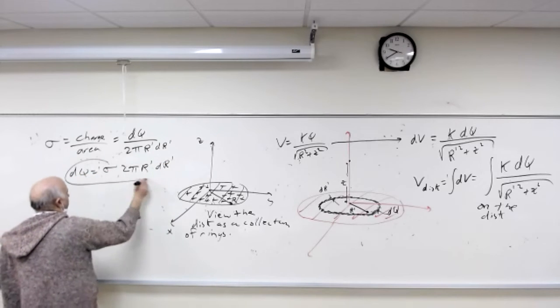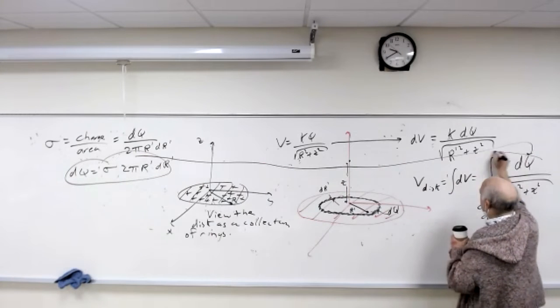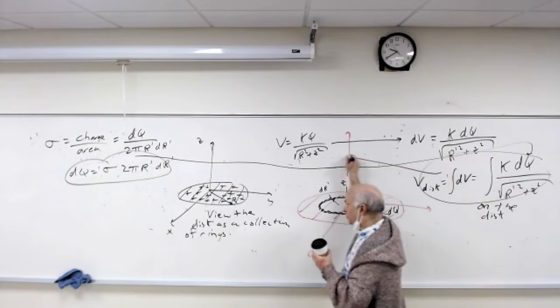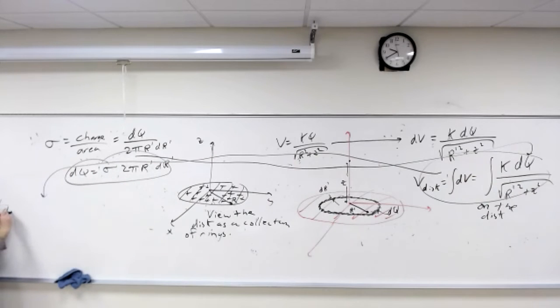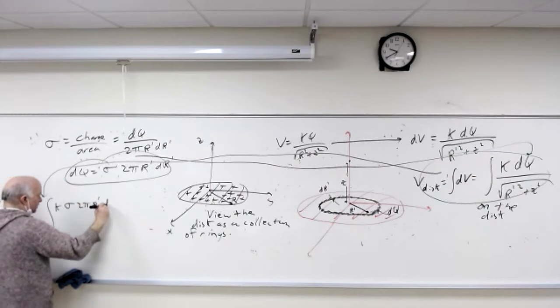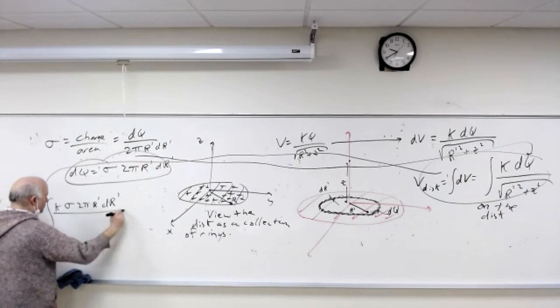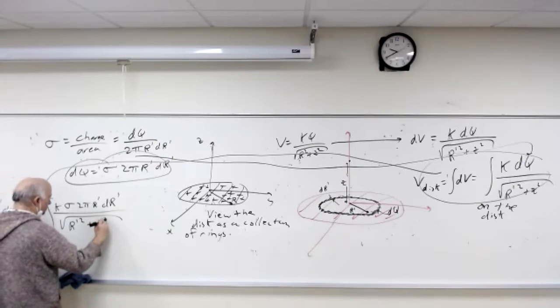I haven't drawn a big arrow yet today. I'm going to put this in over here. Okay, I'm going to redraw this expression over here. I'm making just exaggerated use of the arrows. I really like them. Okay, so the V of the disk is k sigma 2 pi r prime dr prime over the square root of r prime squared plus z squared.